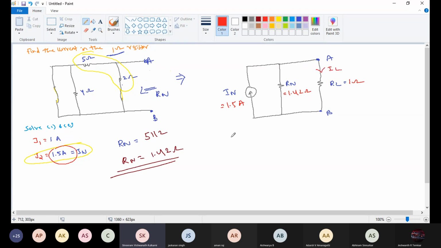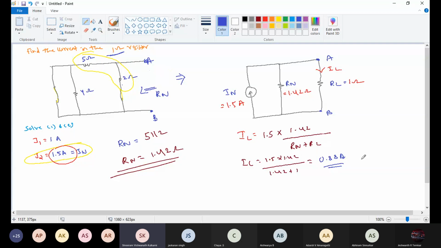Now we need to find the current IL. By current division rule, total current 1.5 into opposite resistance 1.42 divided by sum of the resistance, that is IL equals 1.5 into 1.42 divided by 1.42 plus 1. That becomes 1.5 into 0.88, which is 0.88 ampere.